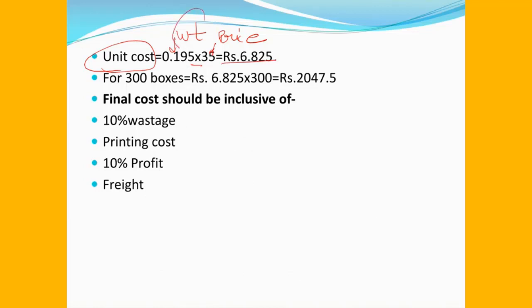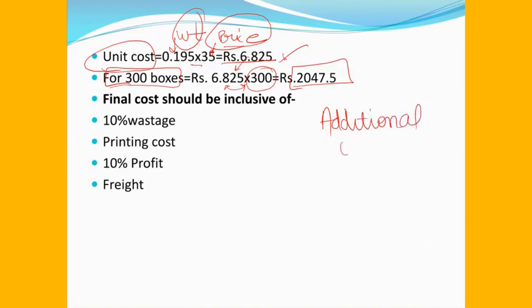By adding allowances of 10% wastage, printing cost and all other things like profits, freight charges, everything to be added into this, somewhere around maybe 15 rupees to 20 rupees it may be quoted for the garment manufacturer. So for 300 boxes, 300 into 6.825 is equal to 2047 rupees. On top of this, the wastage, printing cost, all these additional costs must be taken into consideration.